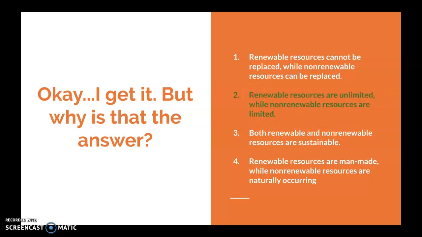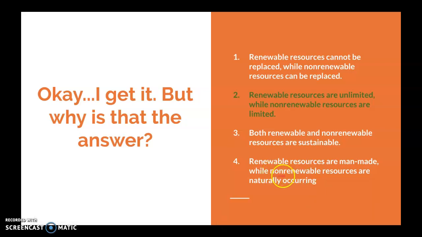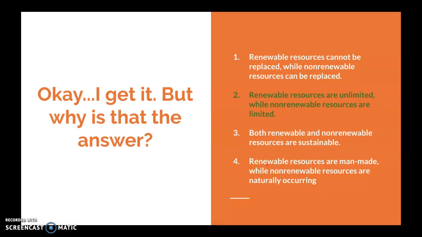Renewable, you have water, wind, solar, geothermal, basically, right? Well, non-renewable are fossil fuels. They're not going to be coming back. Okay, once you use them, they're gone. We can't go with 3 because both renewable and non-renewable resources are sustainable. That's not true, because usually non-renewable resources are not sustainable, but with renewable, they are. Lastly, renewable resources are man-made, while non-renewable resources are naturally occurring. Easy with this one. So now they technically are naturally occurring, but over millions and millions and millions of years, while renewables, we can get some sun right now and power our homes with it. Okay? That was number 1.